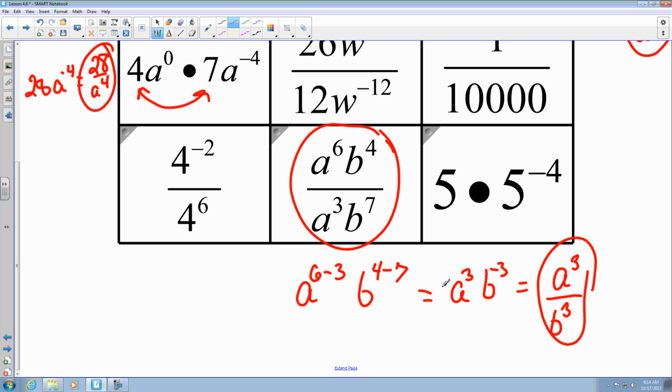And that is being able to use the rules for negative and zero exponents.